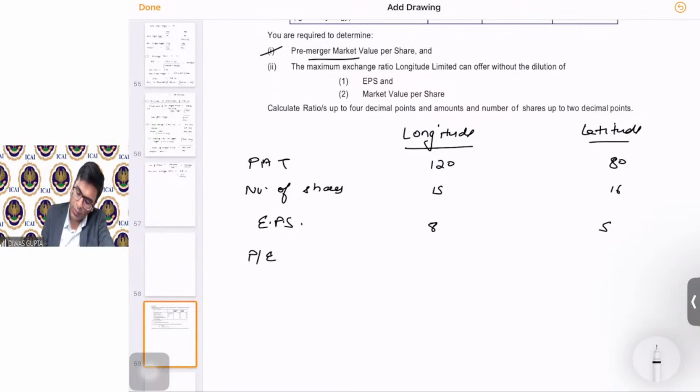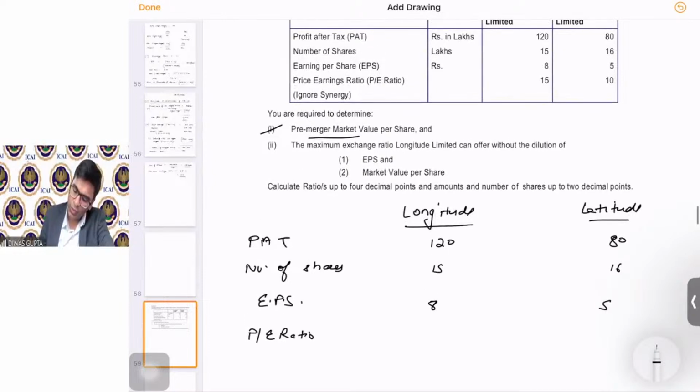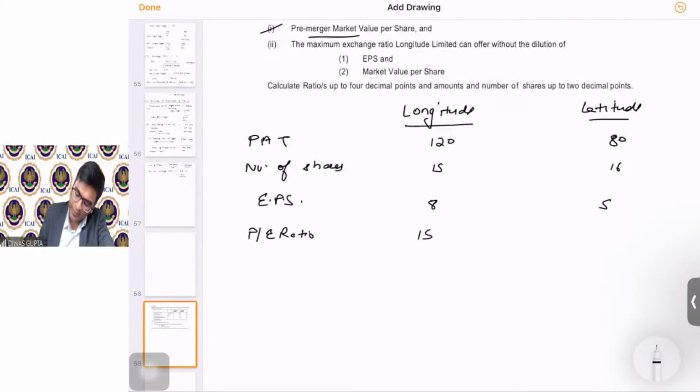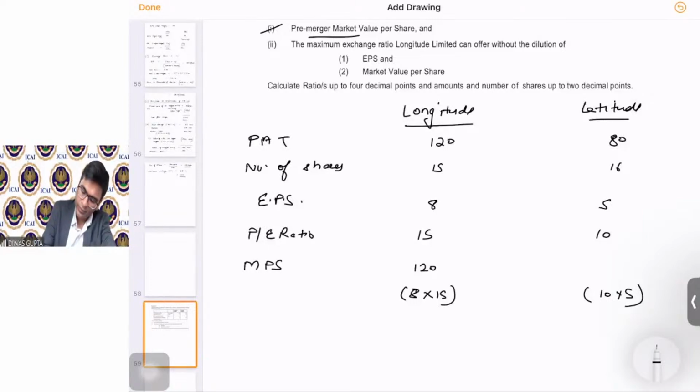The PE ratio is also given to us. How much is the PE ratio? 15 and 10. So can we calculate market price per share? Yes. So 8 into 15 is equal to 120. And here 10 into 5 is equal to 50. So these are all pre-merger values. So the first part is done.